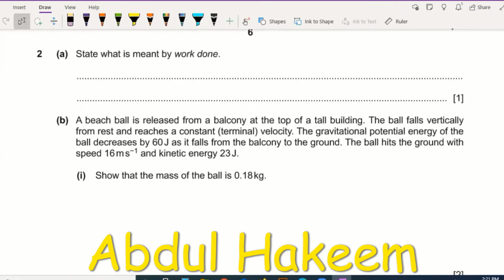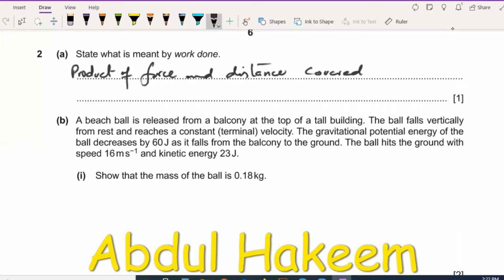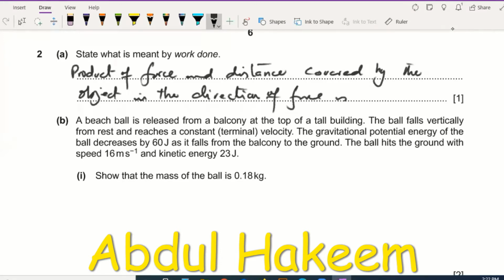The question is: state what is meant by work. So we will write here: the product of force and distance covered by the object in the direction of force, in the direction of applied force, is called work.